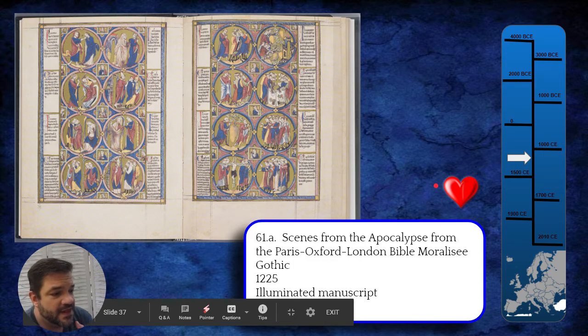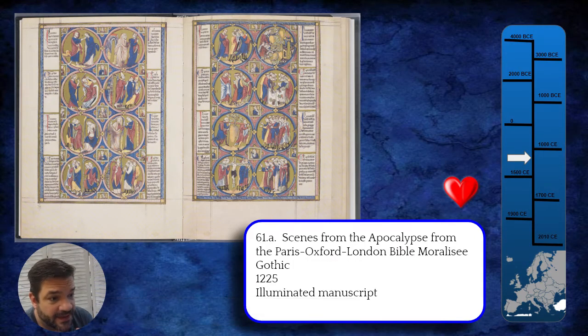Now, a moralized Bible is a Bible that is not the entire text of the Bible. It's selections from the Bible. And the reason that you're selecting them is to teach a story. So it's all the stories that relate to a theme. All right. Now, this moralized Bible is about how to be a good ruler. All the stories relate back to how to be a good ruler.